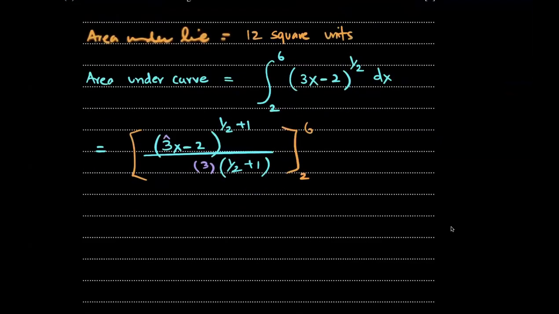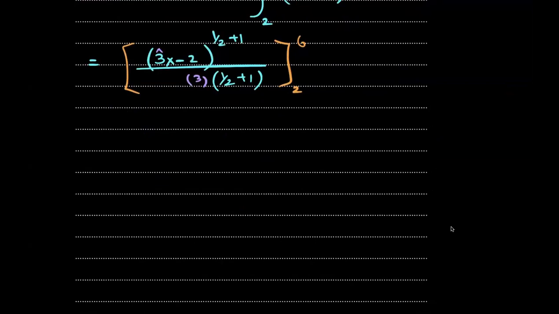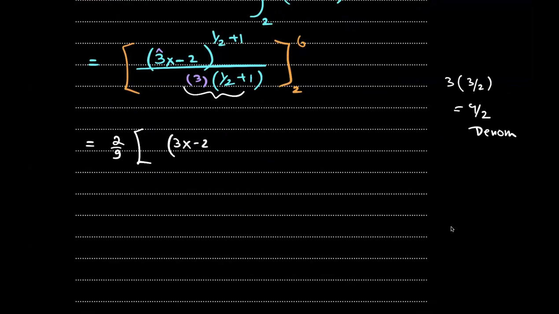Now, first of all, let's simplify. 3 into 3 over 2 comes out to be 9 over 2, but this is in the denominator. We have to flip it, and we will write it as 2 over 9. And this is (3x minus 2) raised to the power of 3 over 2 between the limits 2 and 6. So let's plug in the upper limit. 3 into 6, 18. 18 minus 2 is 16.